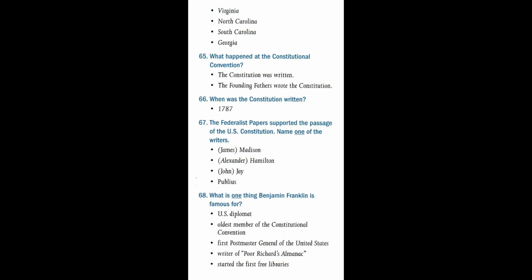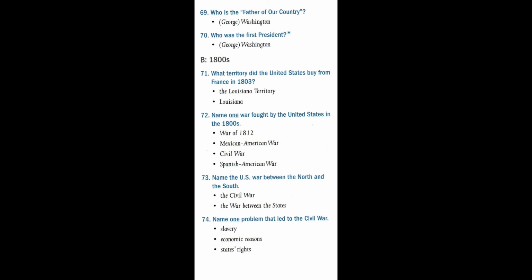68. What is one thing Benjamin Franklin is famous for? U.S. diplomat. Oldest member of the Constitutional Convention. First Postmaster General of the United States. Writer of Poor Richard's Almanac. Started the first free libraries. 69. Who is the father of our country? George Washington. 70. Who was the first president? George Washington.